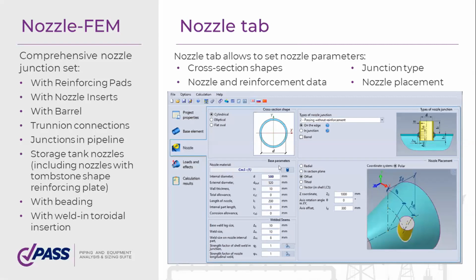Type of nozzles. You can consider different types of nozzles, including cross sections. You can set different types of reinforcements, junction types, and nozzle placement parameters. So you can have nozzles with reinforcing parts, with nozzle inserts, with barrels, with tuning connections, junction in pipeline, and also with beading, and even with welding toroidal insertions.